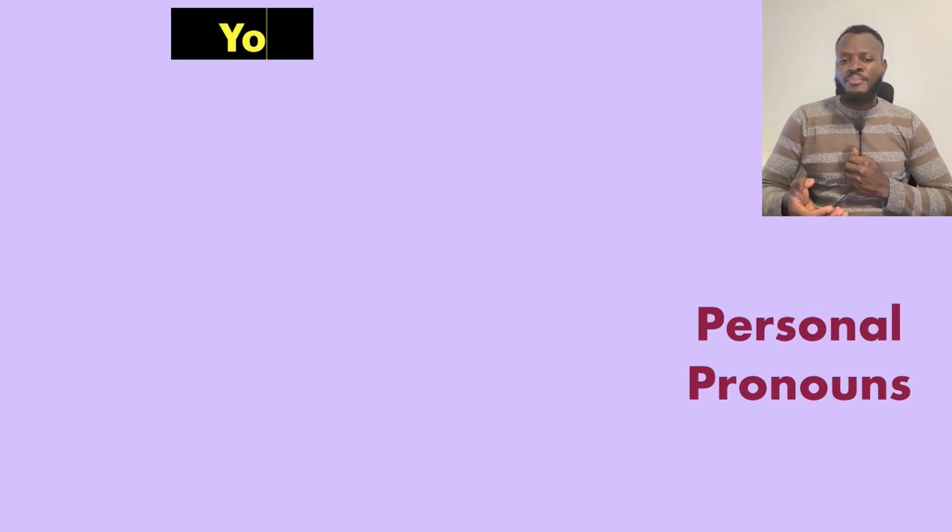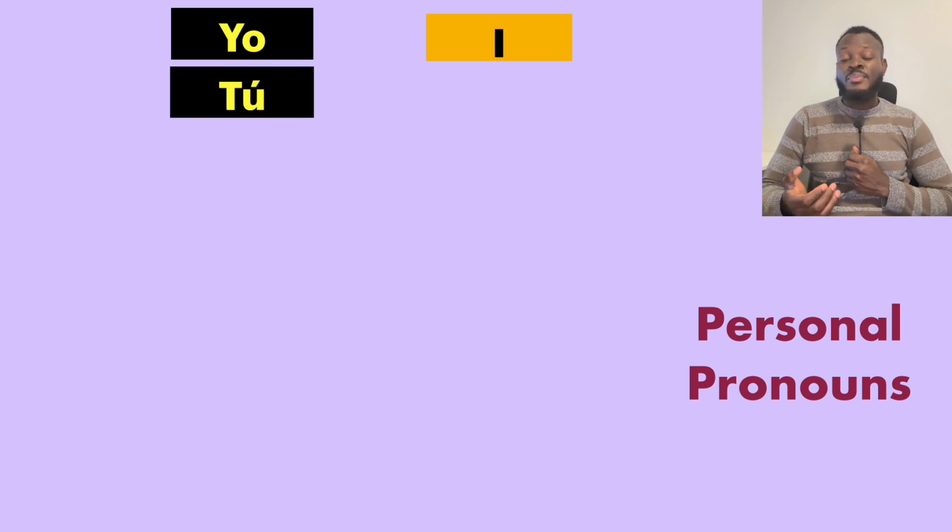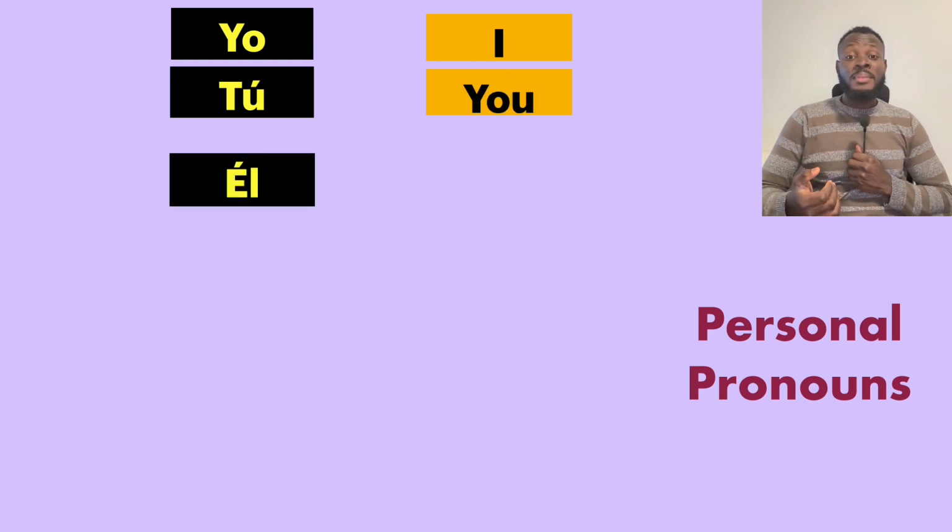To conjugate any verb, it is very important to have something called personal pronouns, which is obvious in English. In Spanish, not mandatory, but in English, we need to have that. But I'm going to tell you all the personal pronouns in Spanish so you know them. Yo, I. Tú, you. Él, he.